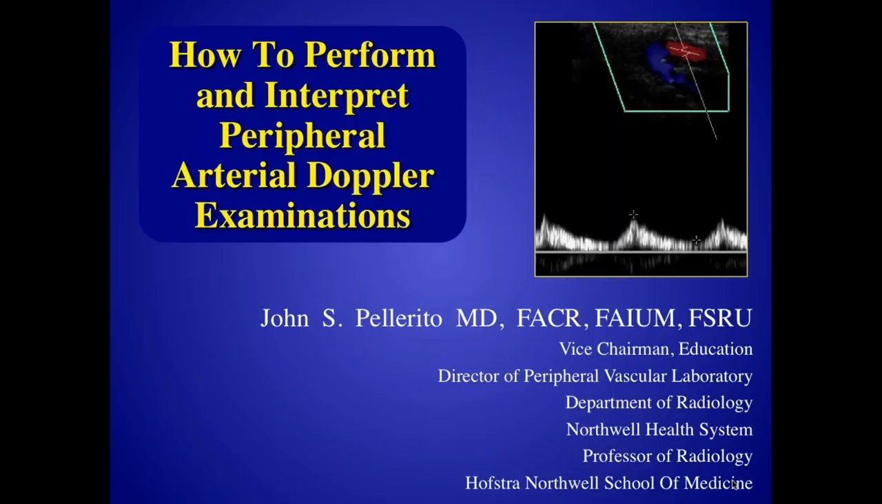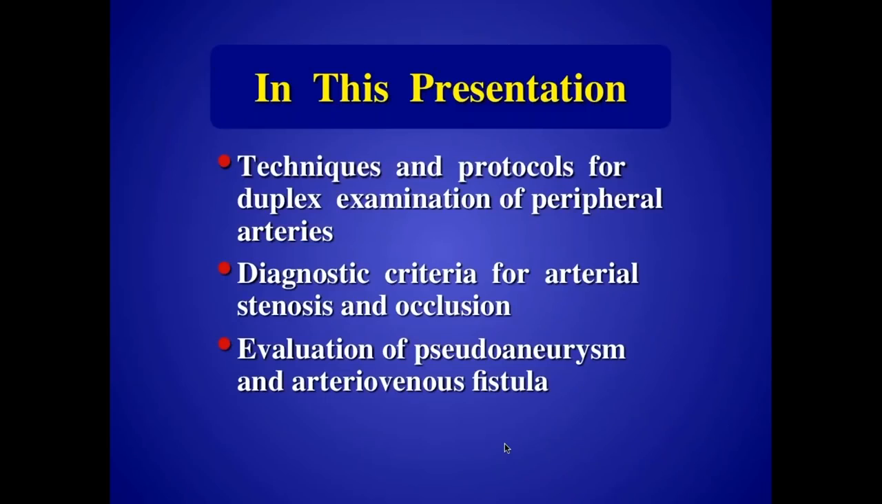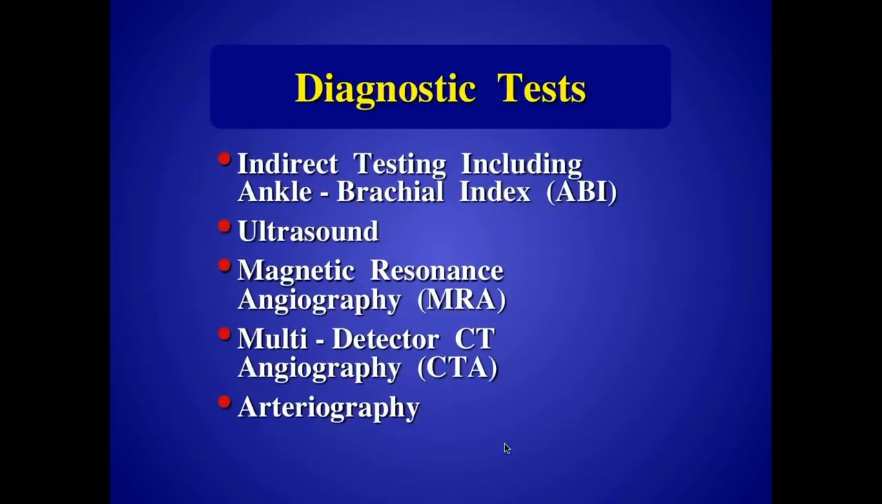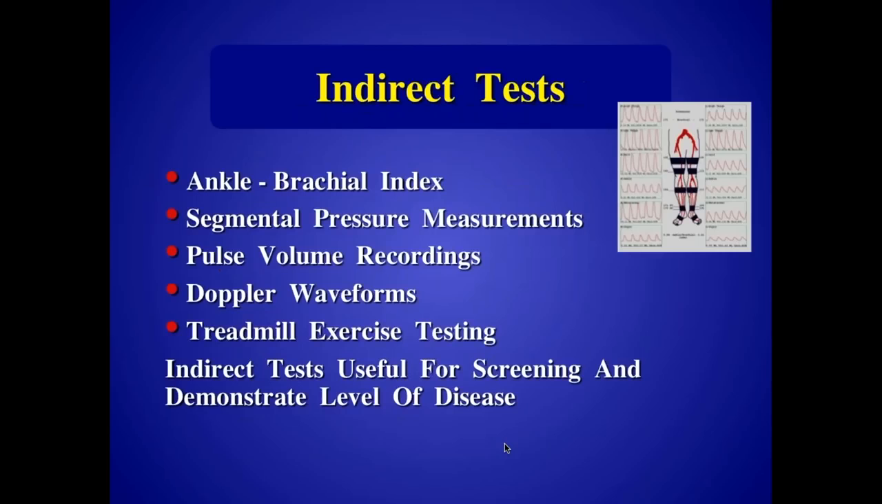So Darcy has already reviewed some of the goals and objectives for this presentation. What I'd like to do for the next few minutes is go over my approach to the performance and interpretation of peripheral arterial studies. Obviously, we'll focus on diagnostic criteria for arterial stenosis and occlusion. I'll review some technical tips that I find very helpful. And we're going to finish up by talking about pseudoaneurysm and AV fistula, which I think can sometimes be kind of difficult to distinguish.